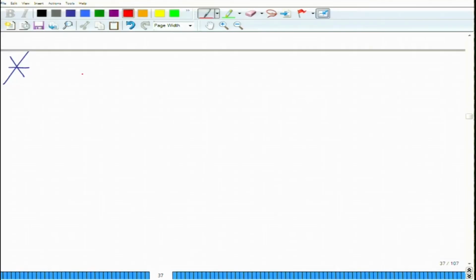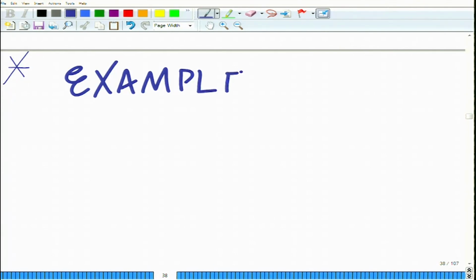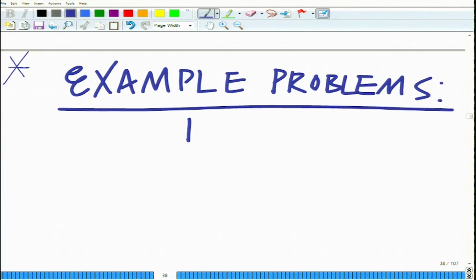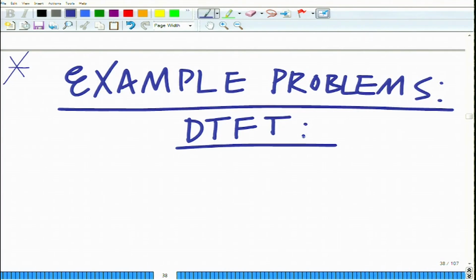So, we are looking at example problems in the Fourier analysis of discrete time signals, in particular the DTFT, that is the Fourier analysis of discrete time aperiodic signals. So, let us continue our discussion. We want to look at example problems on the DTFT, the discrete time Fourier transform.